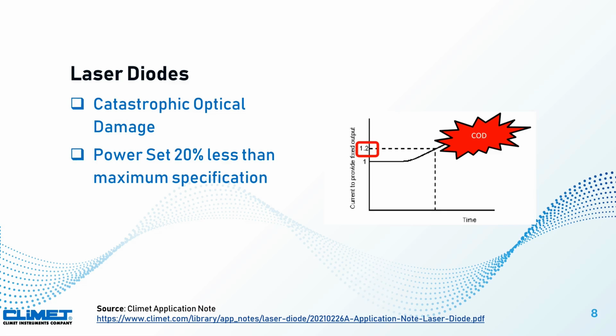In order to extend the life of the laser diode, Climate sets the initial power output to a minimum of 20% below the maximum specification. Moreover, as our instruments are used in mission-critical life science applications, Climate maintains a unit history on all instruments manufactured and monitors laser current during the annual interval calibration.